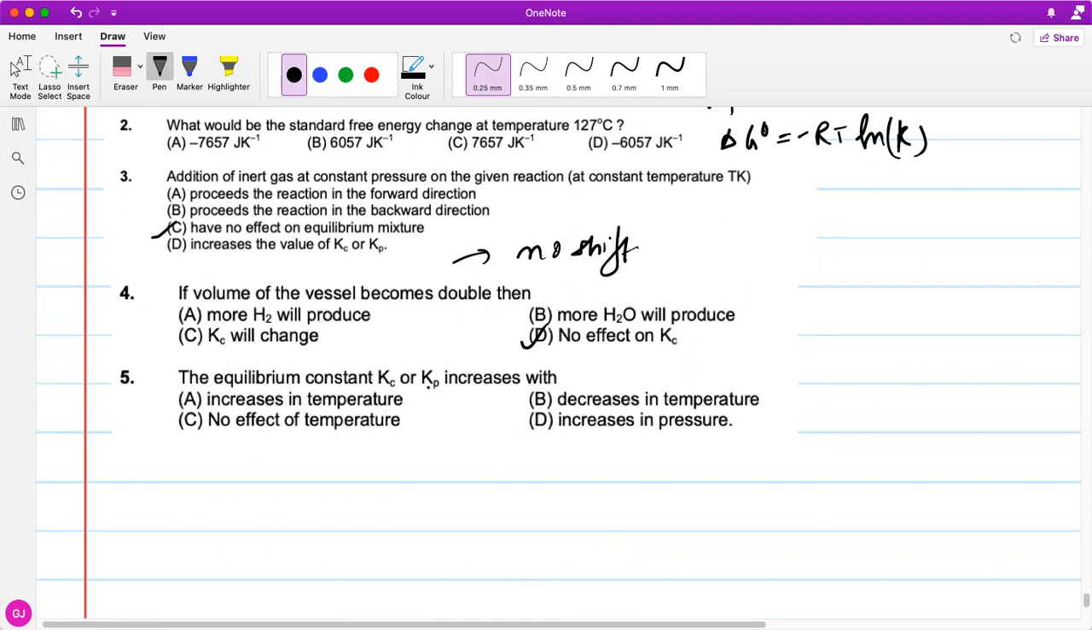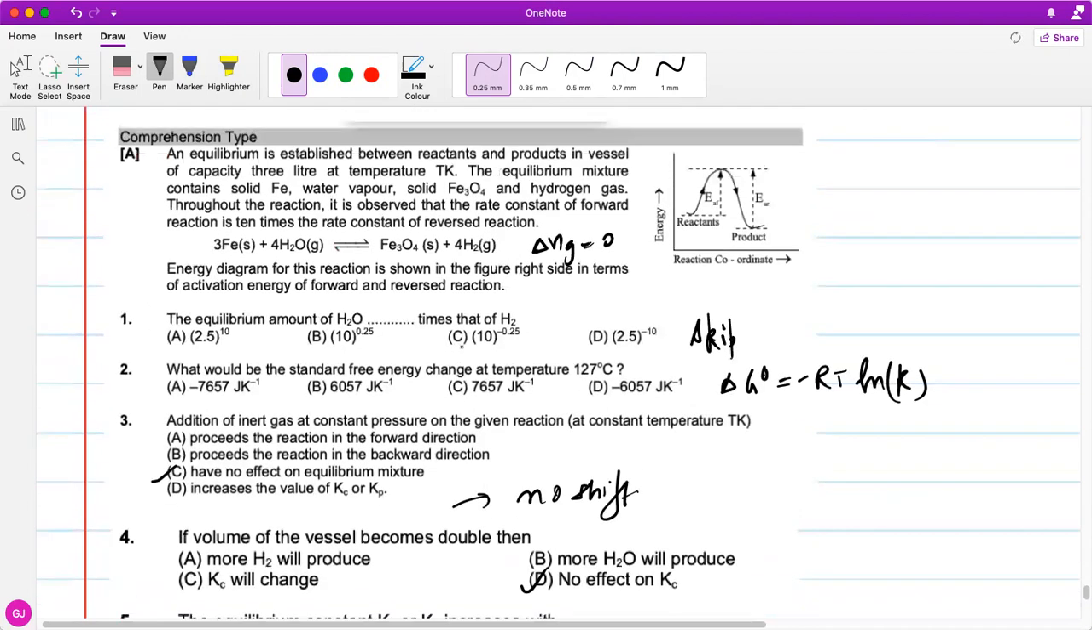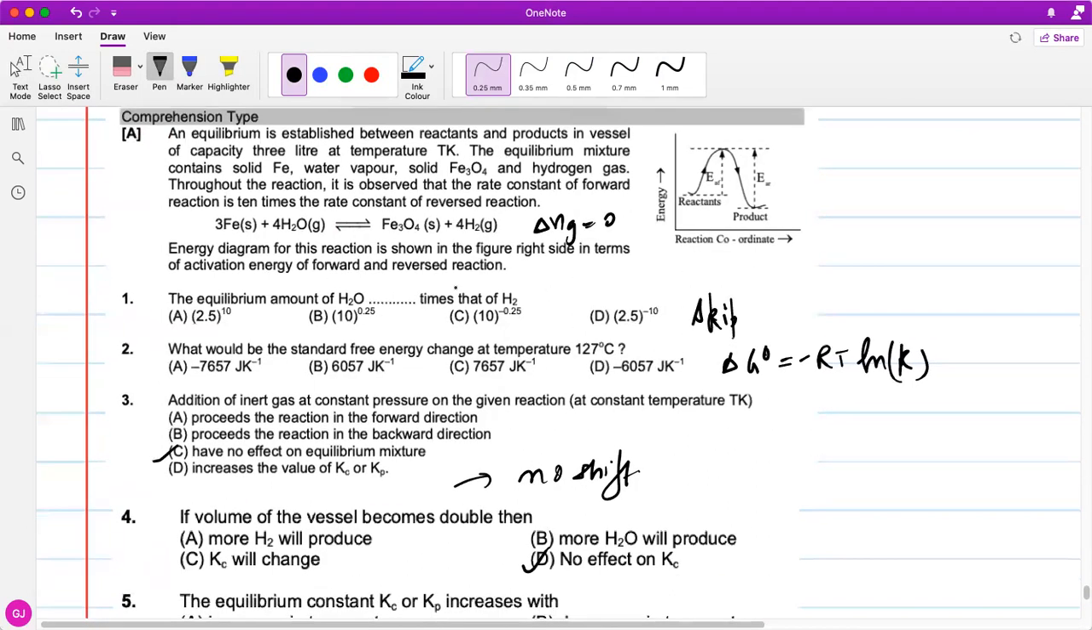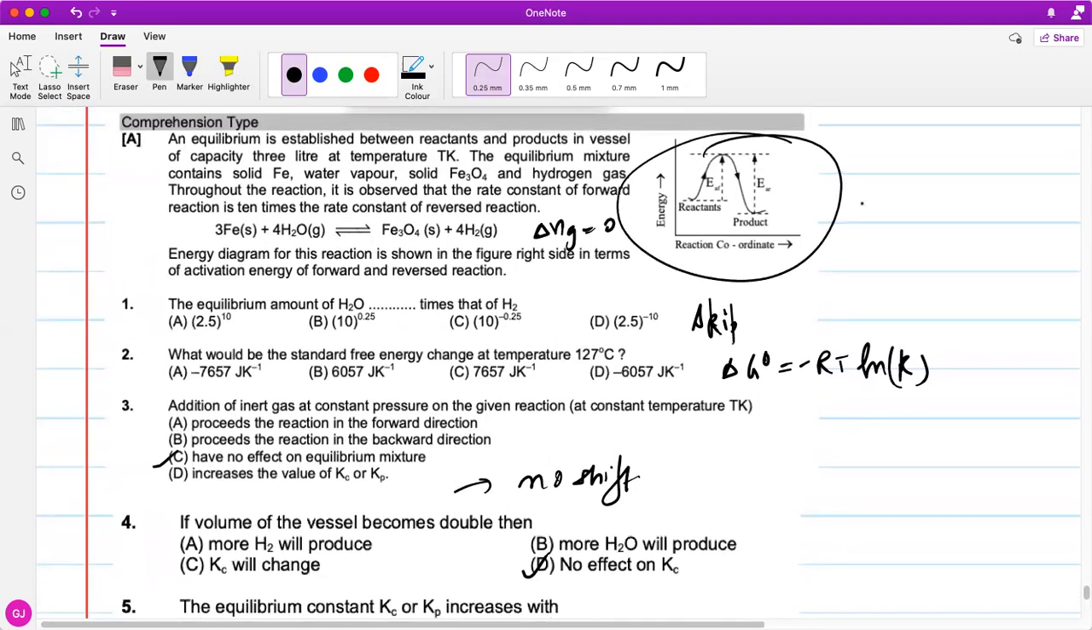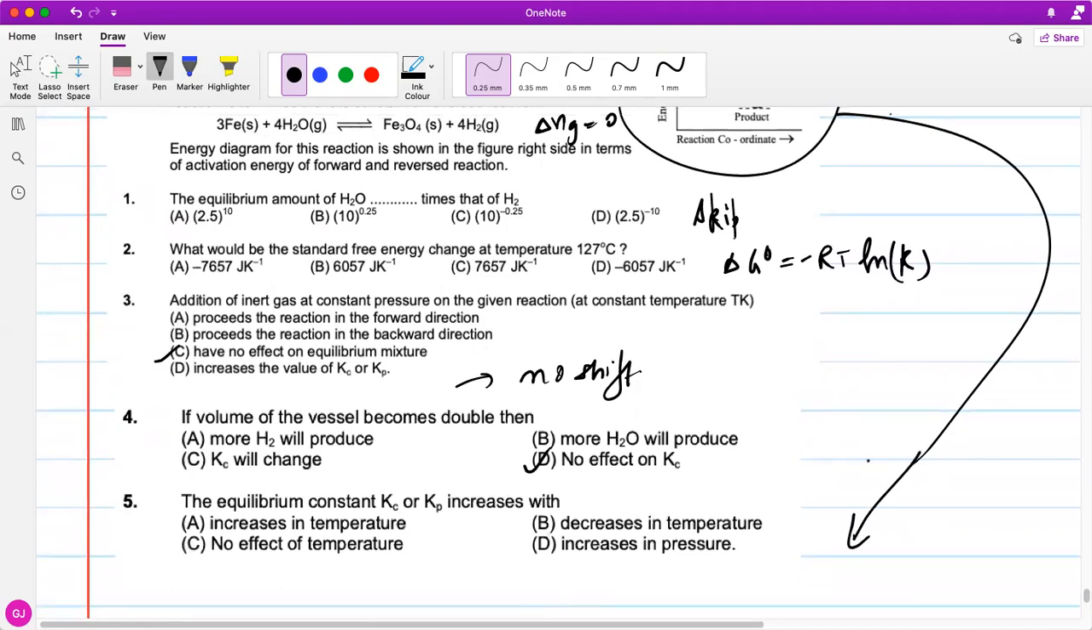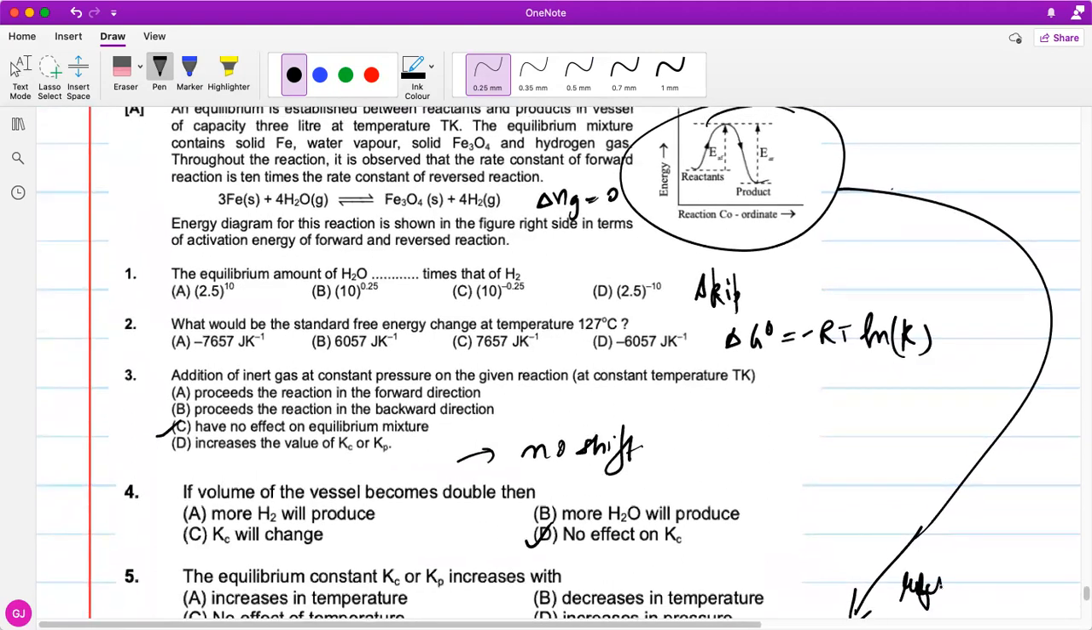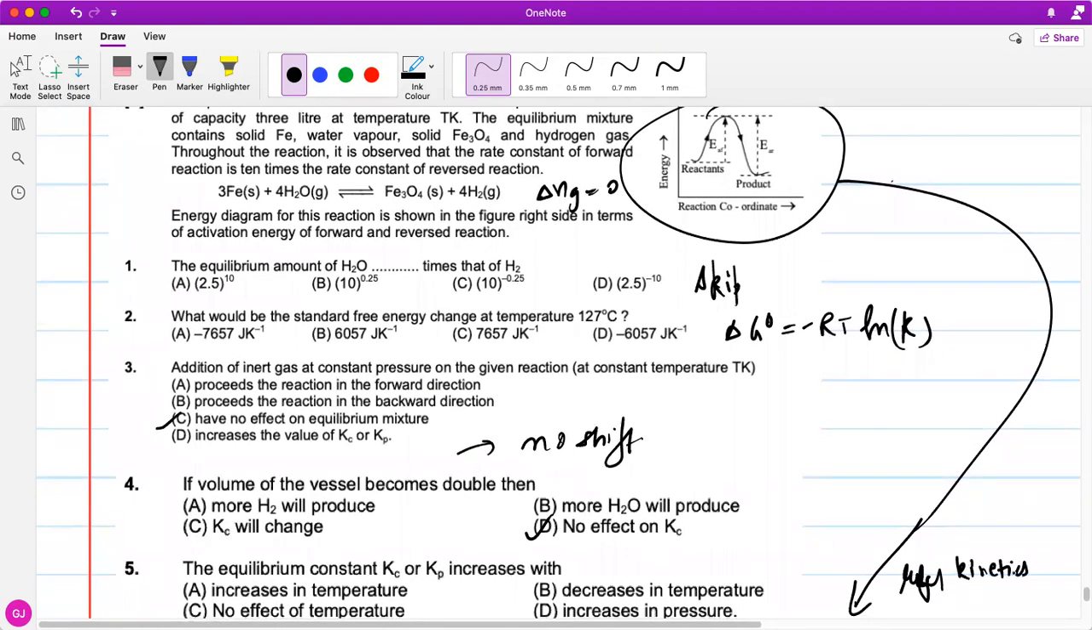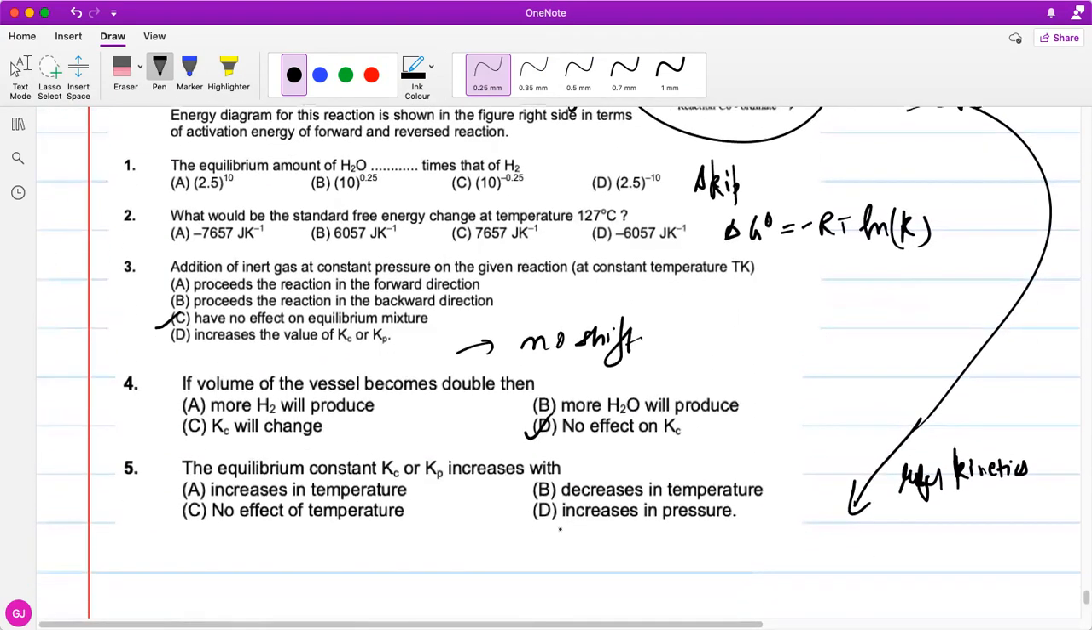The equilibrium constant Kc or Kp increases with. So you will have to actually look at the question and figure out whether it is an endothermic or exothermic reaction. Well, based on this diagram, we are able to judge whether it is endothermic or exothermic. But again, I would ask you to refer kinetics. How will we judge from this diagram? Well, actually, you can judge because reactants and products, this is the energy scale. You can see energy of products is less than energy of reactants. So delta H, which is EP minus ER, is going to be negative. That means it's an exothermic reaction.